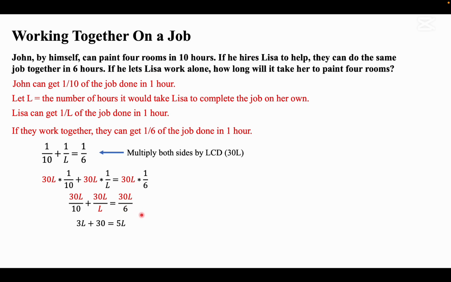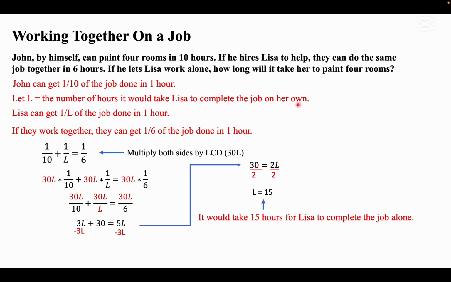Now, the goal here is to get the variables on one side, so let's subtract 3L on both ends. This 3L is going to cancel out, so you have 30 equals 2L. And then to get L by itself, just divide both sides by 2. You get L equals 15. What does that mean? Well, we know that L represents the number of hours it would take Lisa to complete the job if she was to work on her own. So we know that it would take 15 hours for Lisa to complete the job alone.